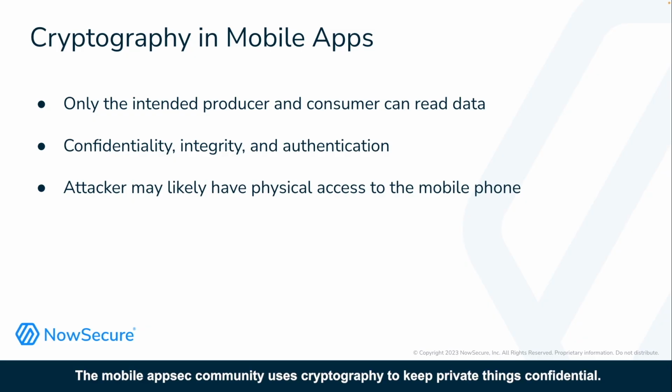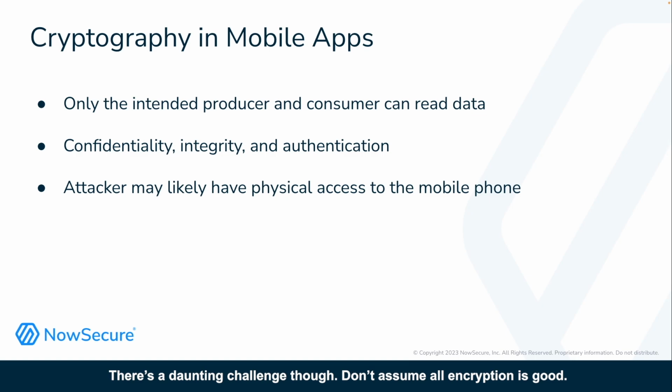The mobile AppSec community uses cryptography to keep private things confidential. We also use cryptography to increase the trust in a world of a broken internet. To 1, gain integrity by proving that data is reliable and untampered. And 2, to gain authenticity by proving you are not speaking with an imposter.